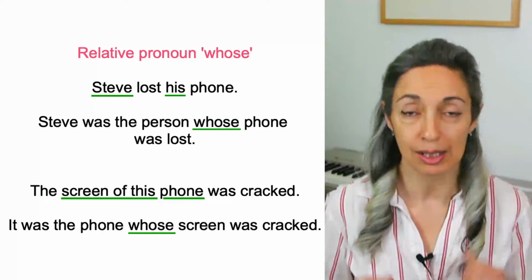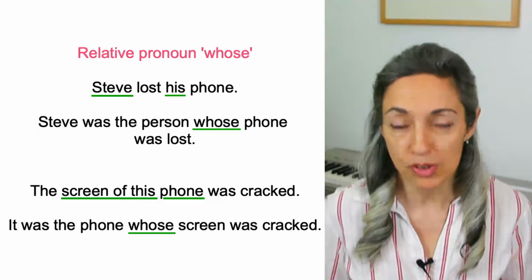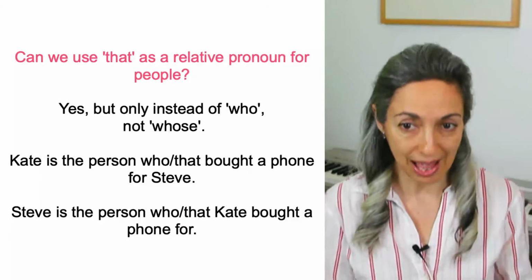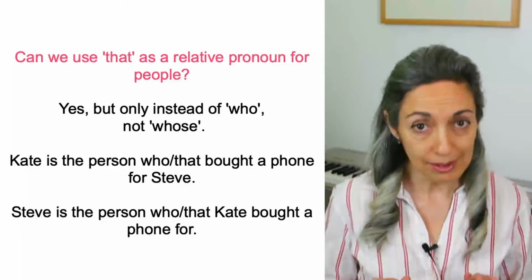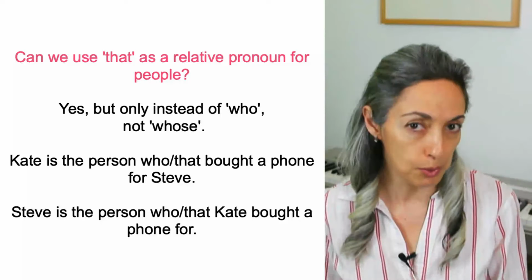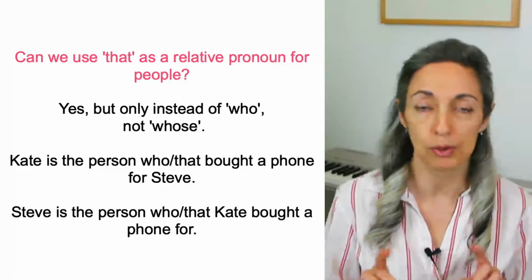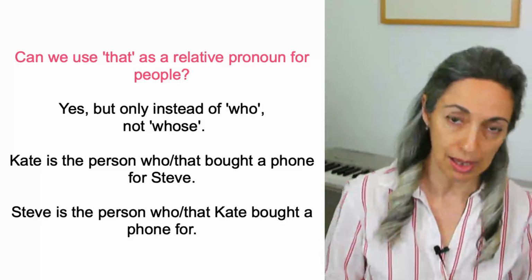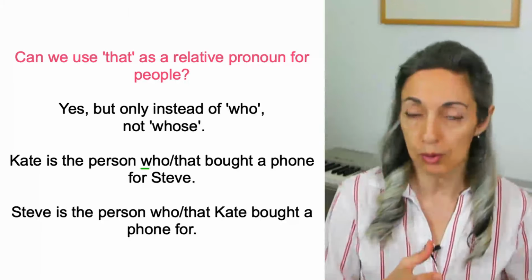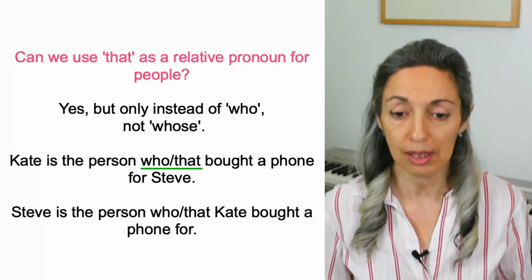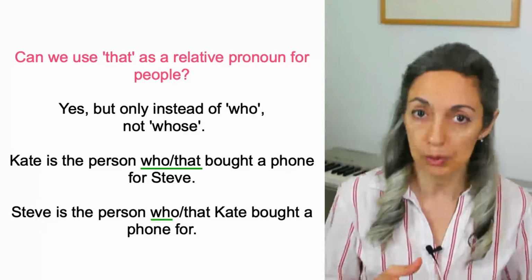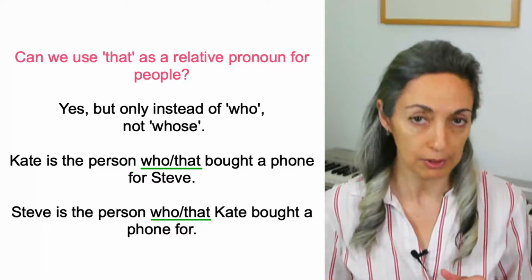Okay, that's all for who, whom, and whose as relative pronouns, and I'd like to end by answering one question that I often get. And that question is, can we use that as a relative pronoun for people? The answer is yes, but only instead of who. You cannot use it instead of whose. So we can say, Kate is the person who or that bought a phone for Steve. And we can also say, Steve is the person who or that Kate bought a phone for.